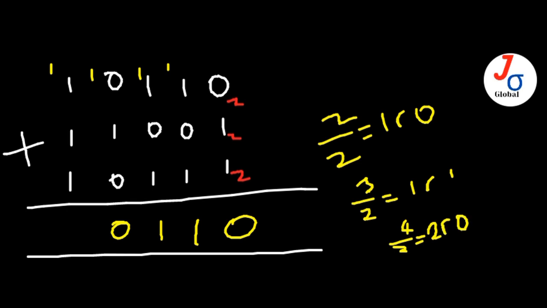But of course, 2 is still not less than 2. So I'm going to do the same, 2 divided by 2. I have 1 remainder 0. So basically, I have 1, this 0, then the remainder 0. So I have 1, 0, 0.